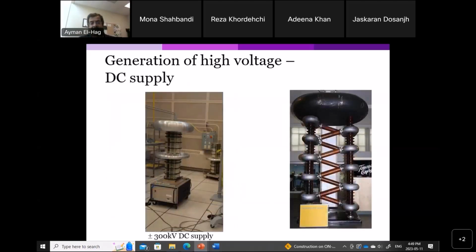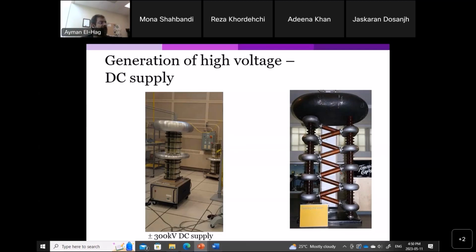DC as well. This is a 300 kilovolt DC supply. Again, it can give you plus or minus, depending on what polarity you want. This is also available at the University of Waterloo. This is another example of high voltage DC supplies. Now, for all these supplies, there are people working only on this: how to design a high voltage DC supply or how to design an impulse generator. So the design of those generators is extremely important in high voltage engineering.